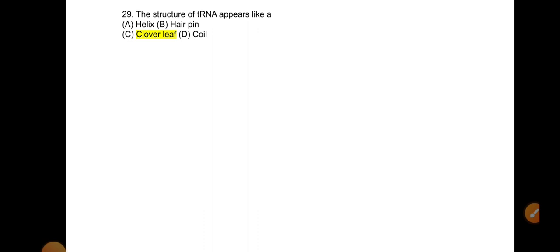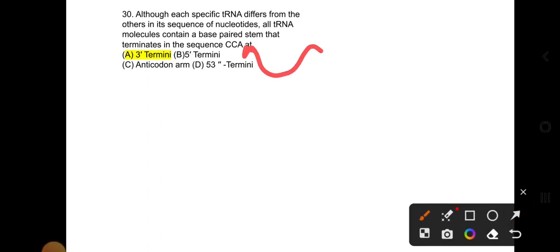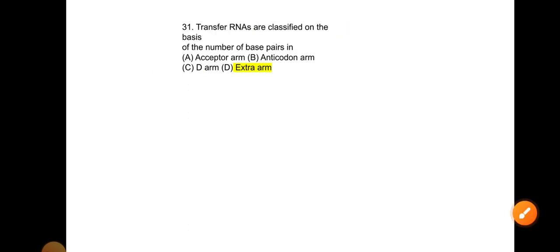The structure of tRNA appears like a clover leaf. Although each specific tRNA differs from the others in its sequence of nucleotides, CCA is present at the 3' end. You all know it, right? A is the acceptor, like it will accept your amino acids here. Okay, so CCA end. 31, transfer RNAs are classified on the basis of the extra arm.